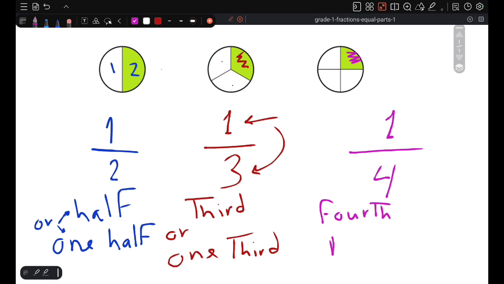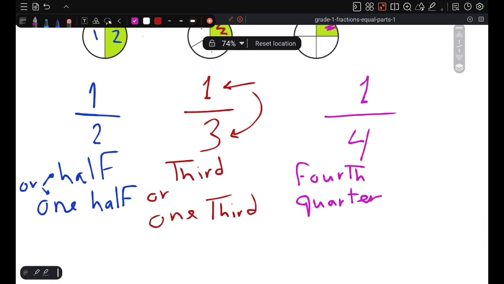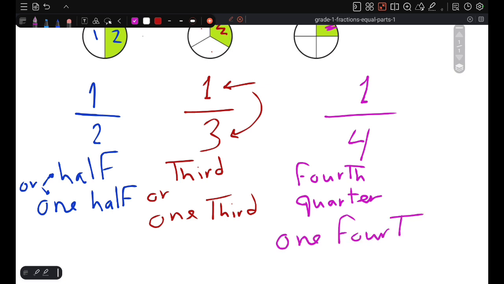Or quarter. Or 1/4. Okay, 3 names are right. If I call it fourth, right. Quarter, right. 1/4, also right.